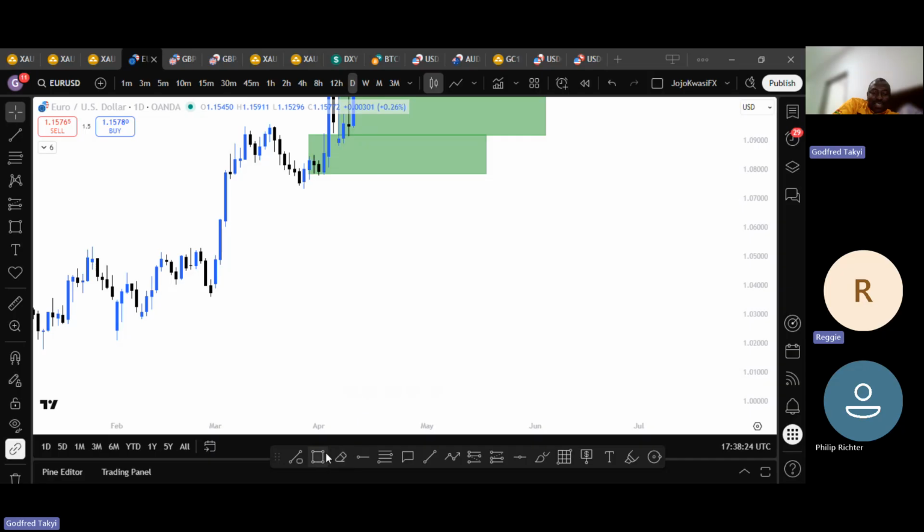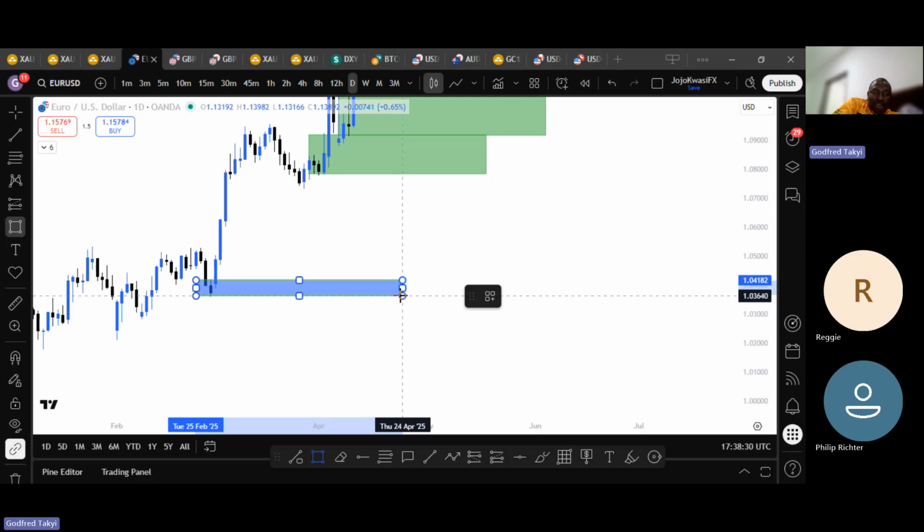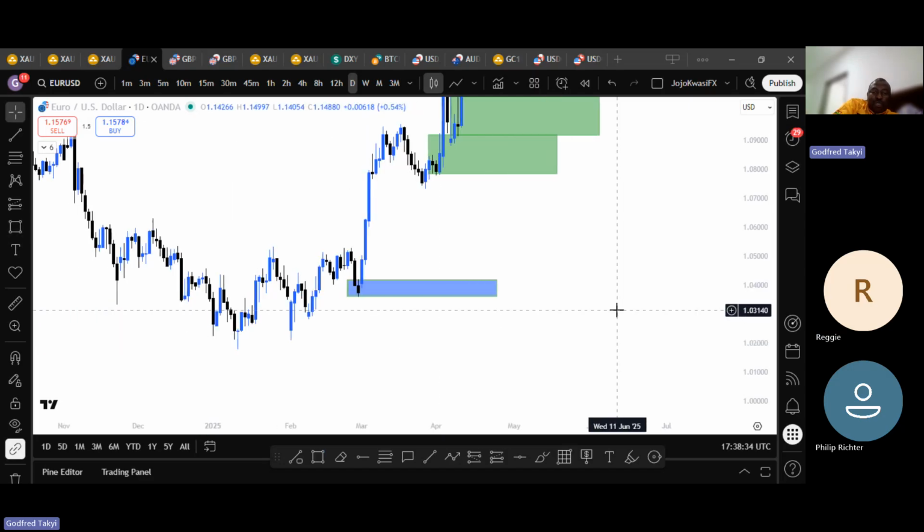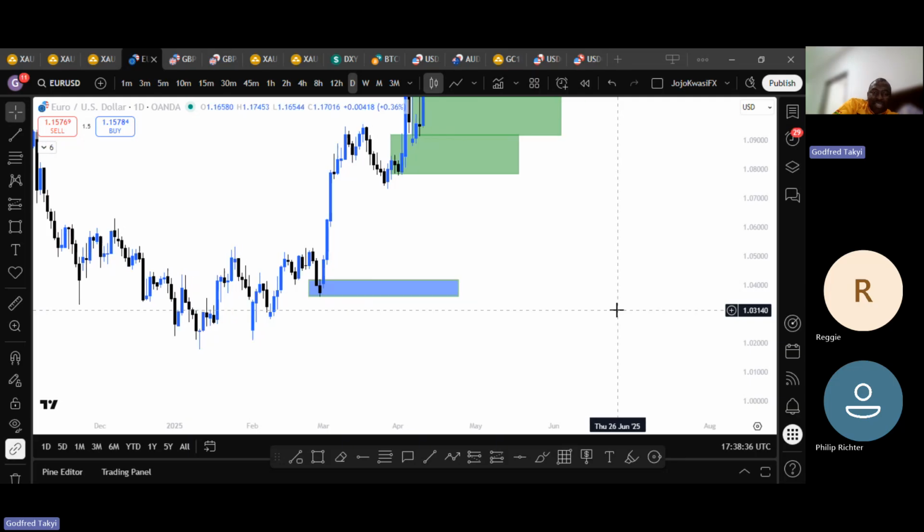Okay, so this is also a perfect example of an order block. See this one. Do you agree? This is a perfect example of an order block. Why is it perfect? It's perfect because it has all the four parameters we just went through right now. One, there's an explosive move.